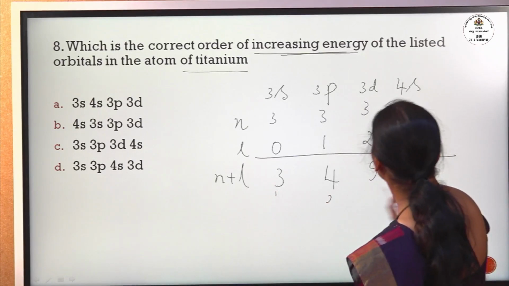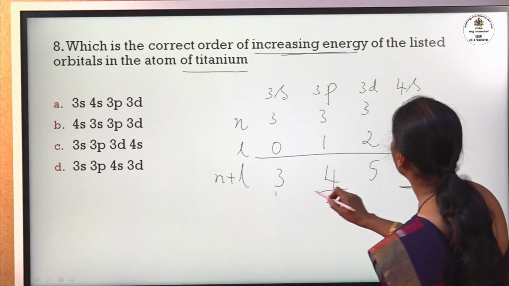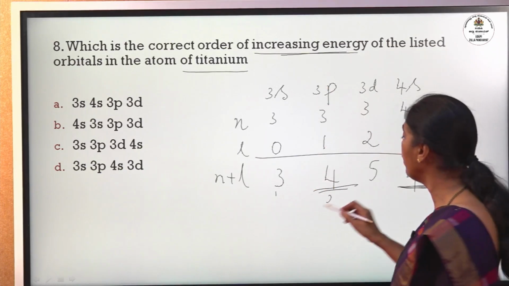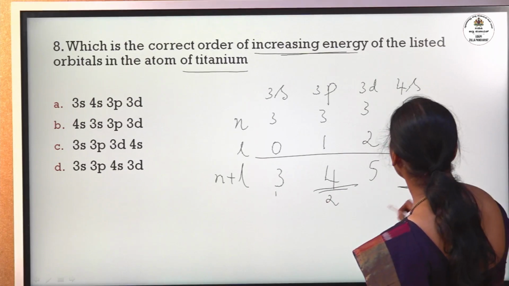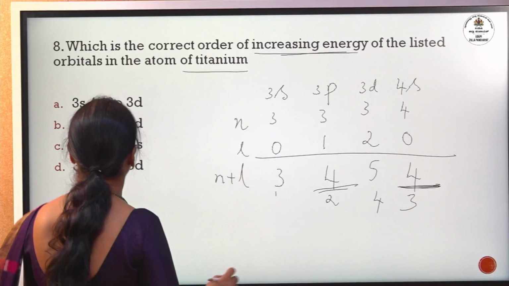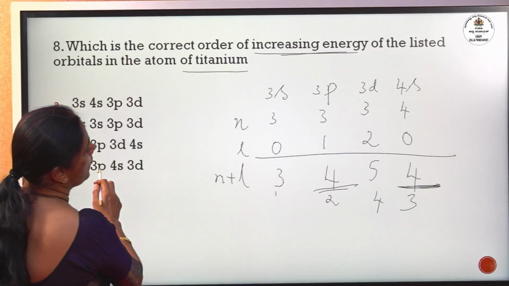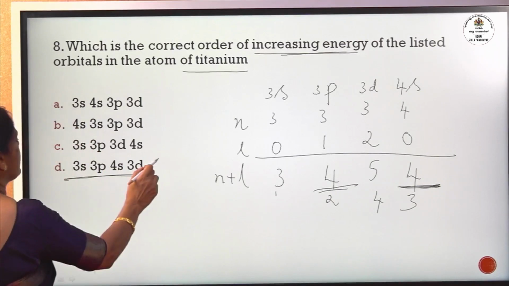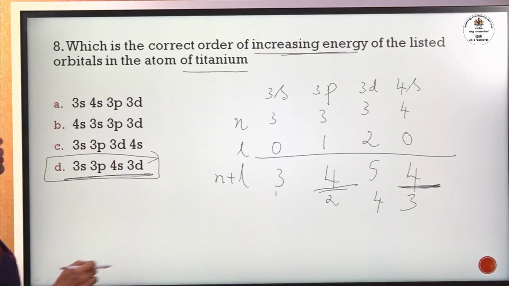Now these two have the same value. The orbital with lower n value has lesser energy. So that is 3s, 3p, 4s, 3d. This is the order of the orbitals in increasing energy. So the option is D.